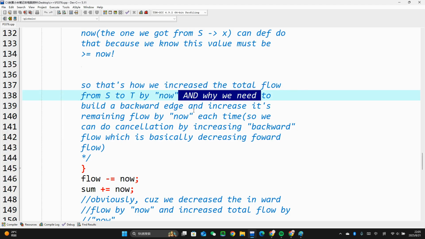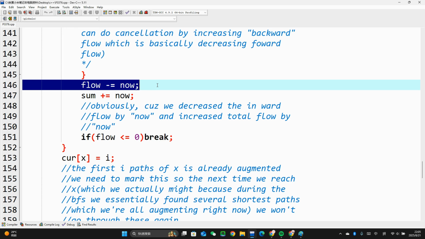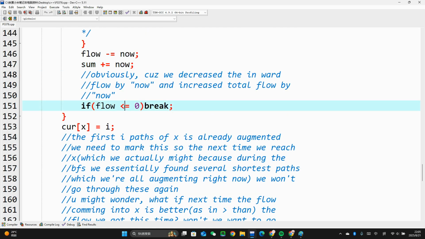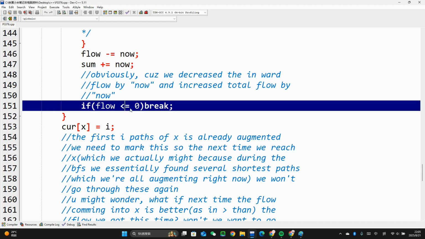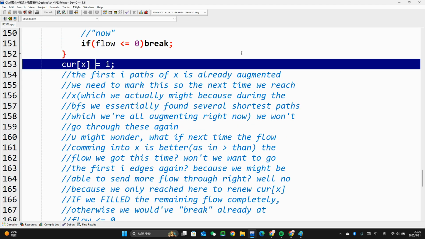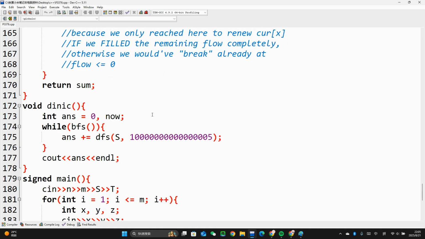And that is why we need to build a backward edge and increase this remaining flow by now each time, so we can do the cancellation, increasing the backward flow, which is basically a decrease in the forward flow. Yeah, and then the total flow is decreased by now because, obviously, you already used now of these flows on the edge from X to Y, and then for all the edges from X to other nodes, now you have to decrease the flow by now. And then the sum, which is the total flow augmented, is increased by now, obviously. And if the flow is less than or equal to 0, well, there's nothing else to do because all the flow that you got from the father of X is used up. And next time we don't want to go through this path, which is already augmented. You can read this in the GitHub part if you want, and I'm not going to.